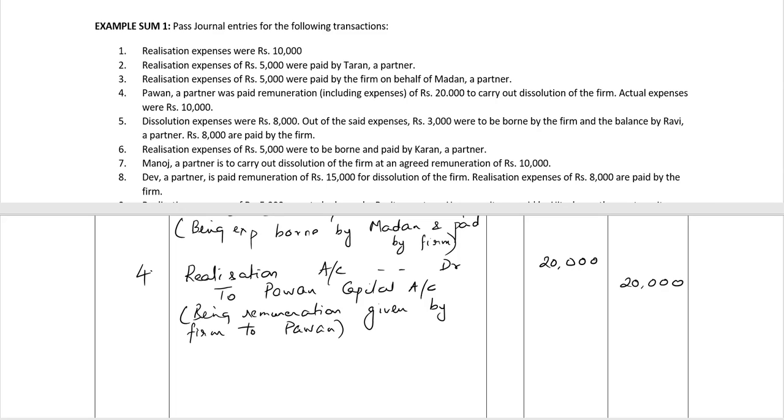Now the question includes the clause that the remuneration includes expenses. So Pavan is to bear the expenses. There is no mention as to who has actually paid the expense. So we assume that the party who has to bear the expense has also paid the expense. So Pavan, who was supposed to bear the expense, has also paid the expense. There will be no journal entry for the rupees 10,000. Next, fifth question.